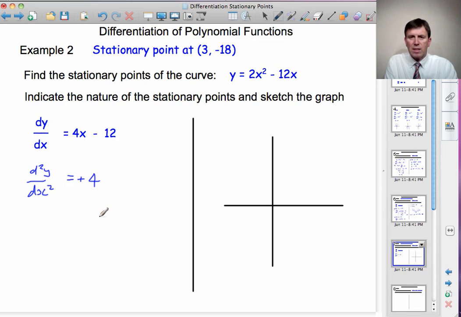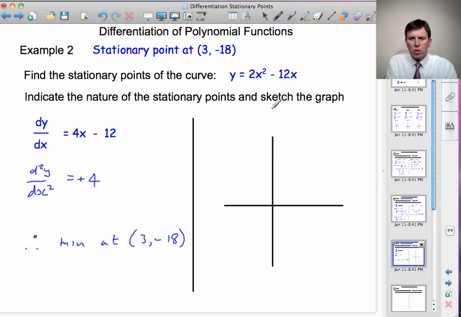So that means at the stationary point, the second derivative is positive, and the rule for that is if the second derivative is positive, we have a minimum. So I can say, therefore, there's a minimum at (3, -18). And finally, for this question, we sketch the graph.